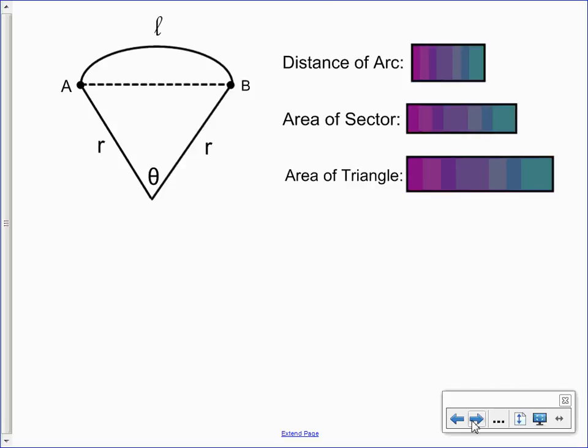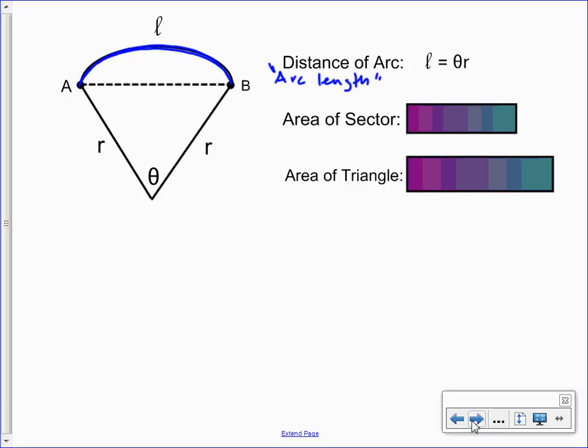Three formulas. The distance of the arc, aka arc length. This is called the arc length, and the arc length that we're talking about is right here. So the length of the arc. Forgive the patched up work on it. It's supposed to look like part of a circle, not an ice cream cone. So L is equal to theta times R. What's R? Radius. So the arc length is theta times the radius. That's easy.